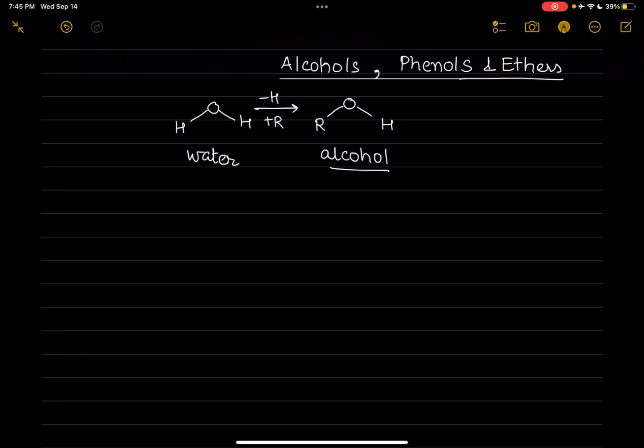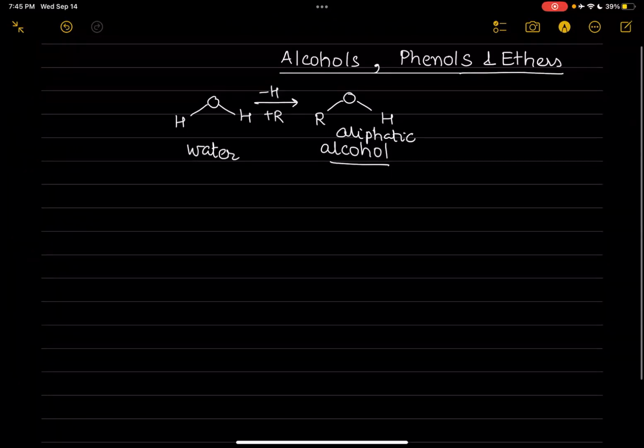Is this aliphatic alcohol or aromatic alcohol? Tell me quickly. Aliphatic. Yeah, aliphatic. The alkyl group is generally represented by R. Like in algebra, we represent any number by X, so in organic, we represent any alkyl group by R. So this is aliphatic alcohol, right?